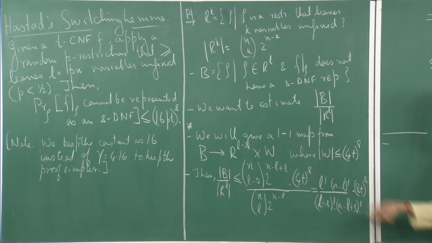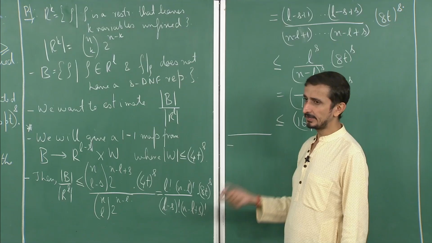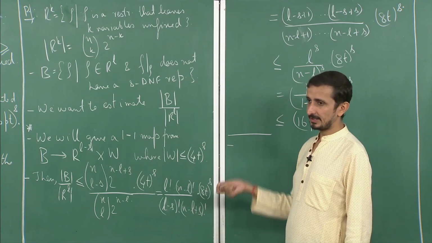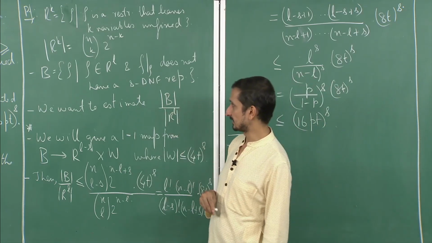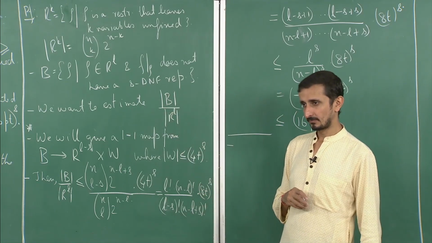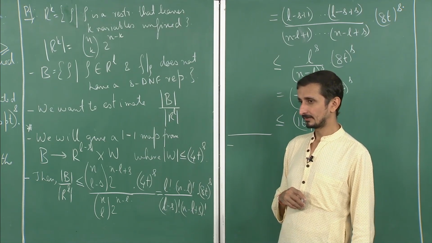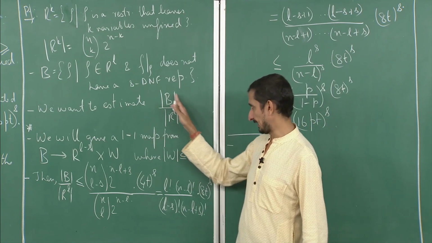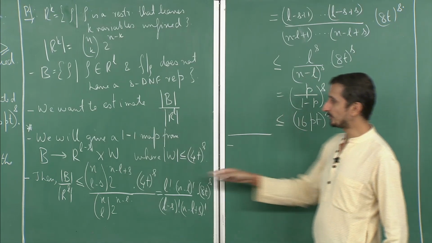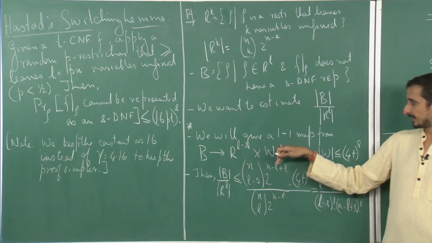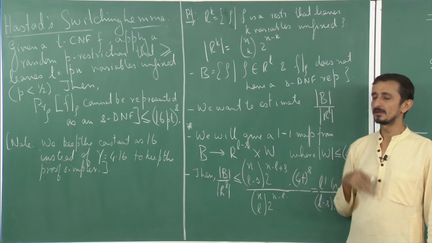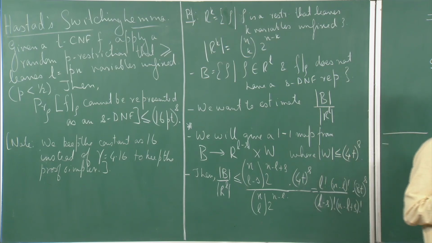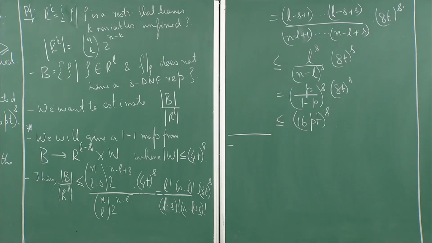R to the power L is the set of all restrictions that leave L variables unfixed, and B is the number of bad restrictions as a subset. B is basically a subset of R to the power L. So this is done, calculating this we have seen. The main proof now involves showing an injective function, a function which maps this to this, and then showing it is 1 to 1. That is the main proof. And then of course, estimating the size of W.